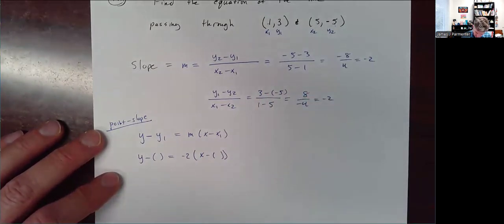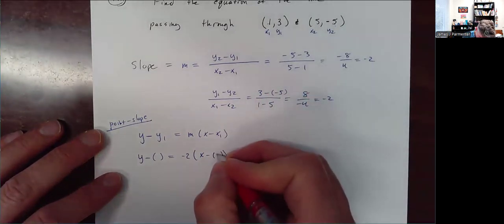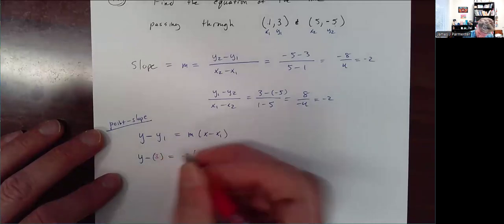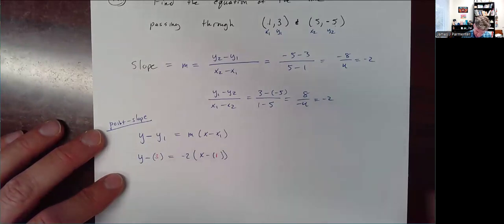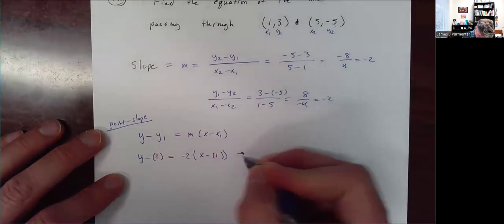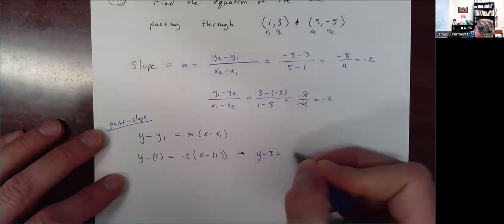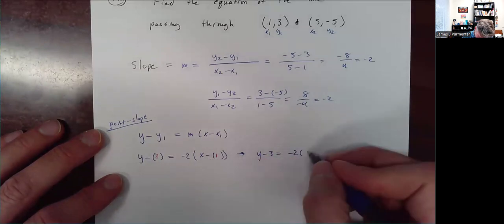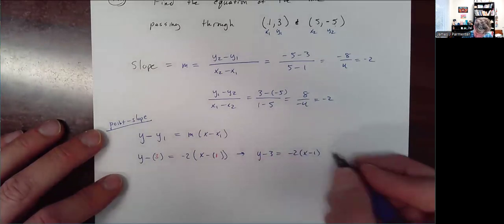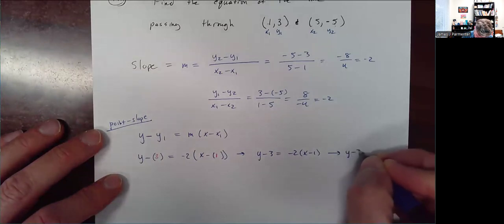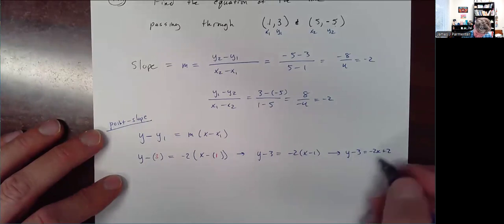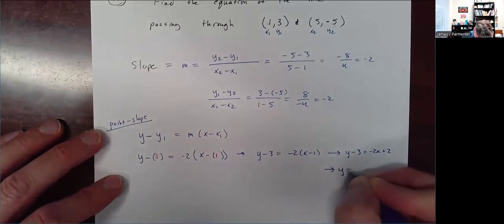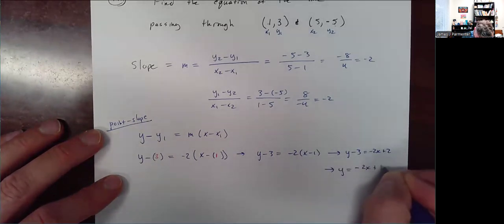So I pick x and y to be respectively 1 and 3. Let's see how this works out. I'm going to simplify it to isolate y. So I'm going to get y minus 3 equals -2 times x minus 1. I'm going to distribute the -2 and get y minus 3 equals -2x plus 2. Then I'm going to add 3 to both sides and get y equal to negative 2x plus 5.